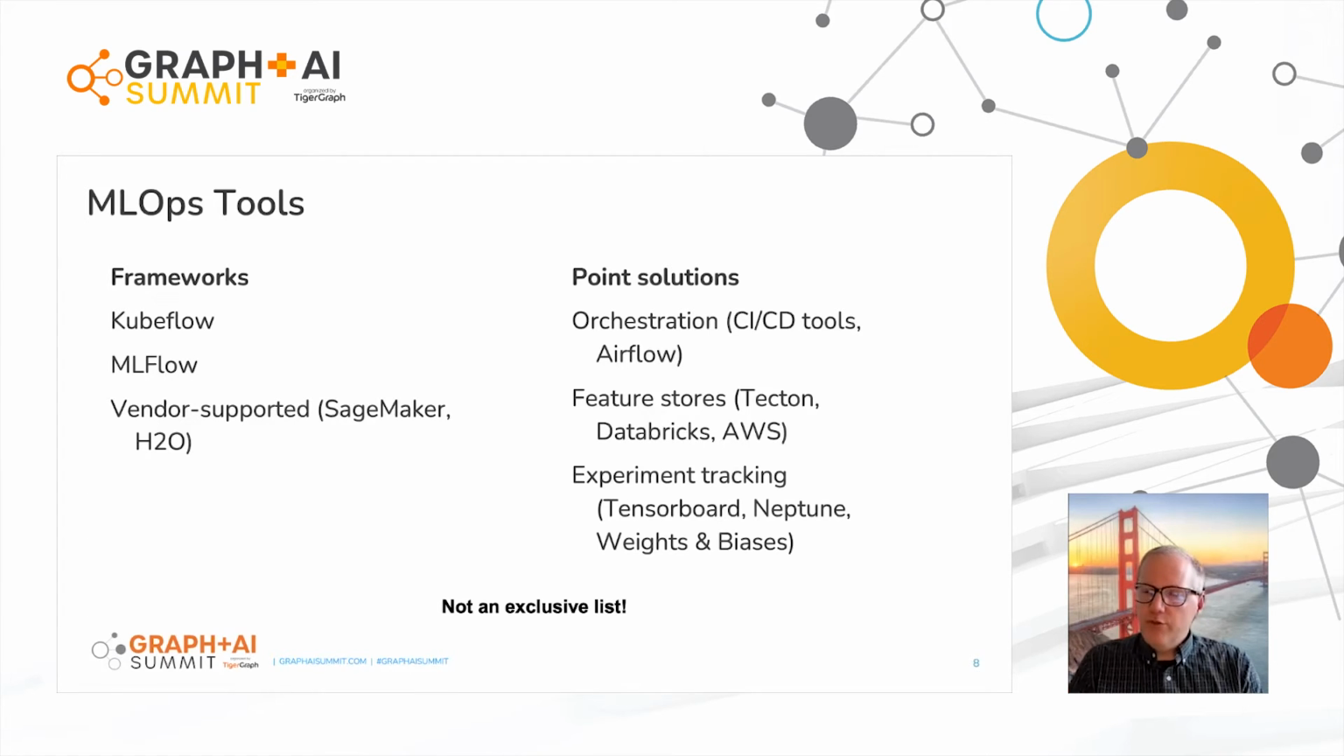And then for individual pieces of that broader MLOps picture, you'll find point solutions for things like workflow orchestration, feature stores. Feature stores, again, you can think of them as very specific types of artifact or data repositories that track the data after we've done some initial processing on it to make it ready for machine learning. And then, of course, experiment tracking as well. And this is by no means an exclusive list, by the way. This list is growing. It gets bigger every day.